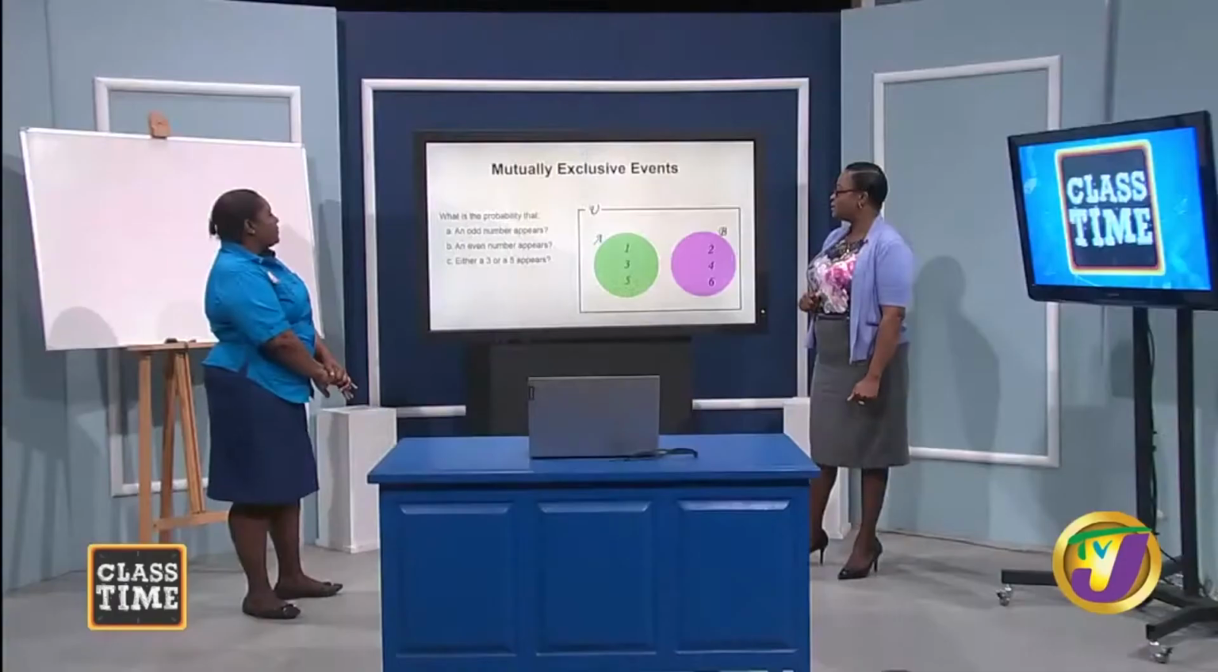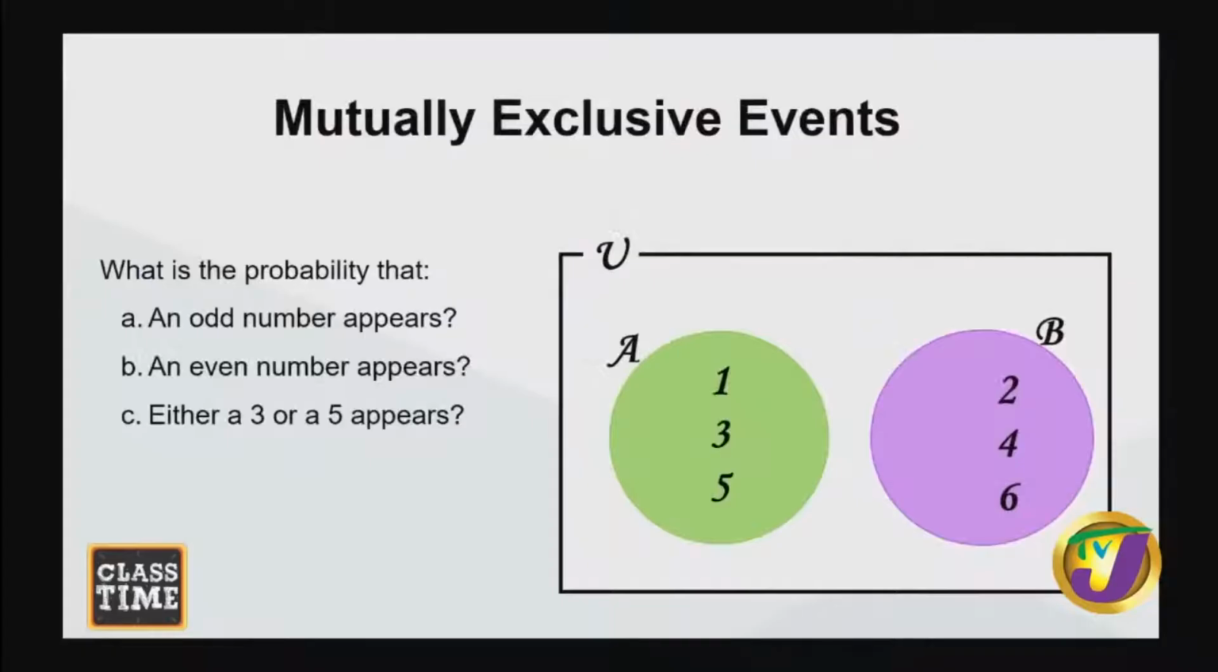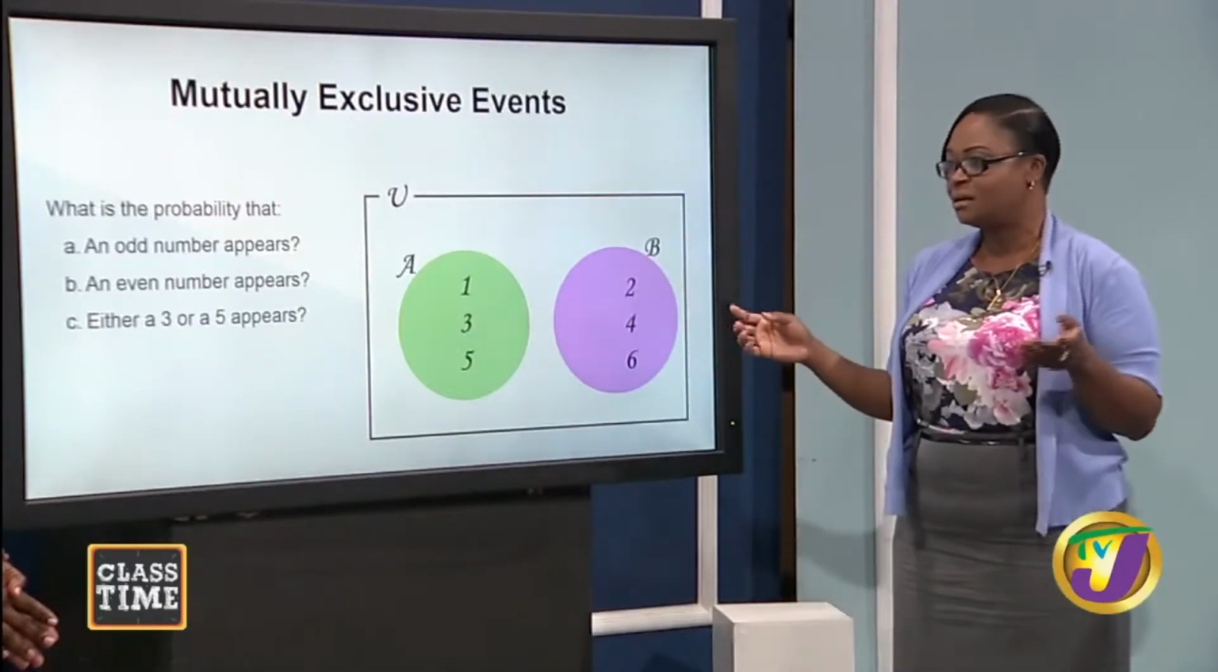So what's the probability that an odd number appears? What's the probability that an even number appears? Based on the conversation that we had before, it would be the number of possibilities, 3, out of the total, which would be 6. And of course, that would take us to a half. An odd number appears, that would be a half. An even number appears, that would still be a half.